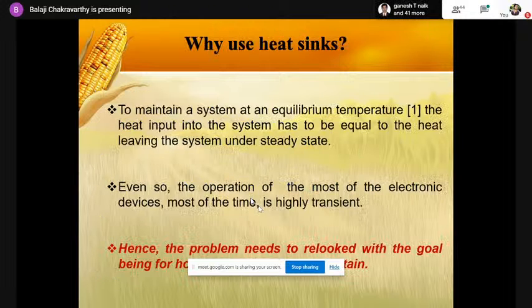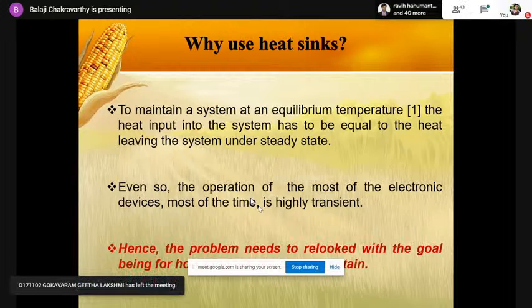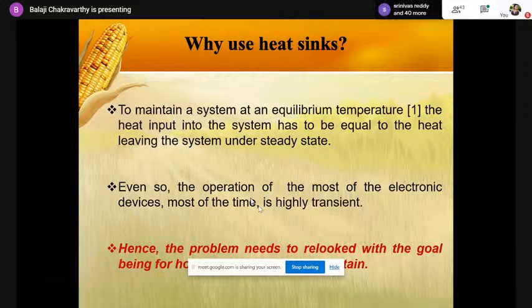Basically, the idea of a heat sink is to maintain a system at an equilibrium temperature. Here we are talking specifically about equilibrium temperature, which is the steady state temperature, where the heat input to the system has to be equal to the heat leaving the system. This happens only under steady state. Oftentimes, Q in is not equal to Q out. When Q in is not equal to Q out, the system will become crazy: there is a m C_p dT by d tau which is non-zero. If it is positive, temperature is going to increase. If it is negative, temperature will decrease.